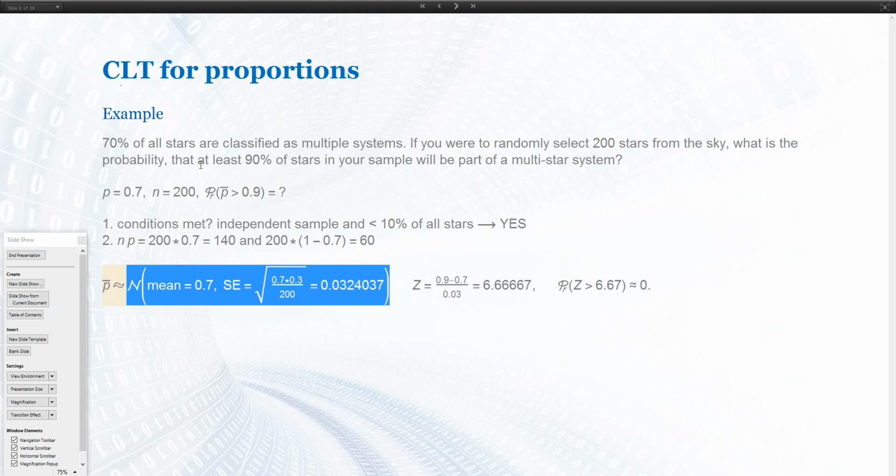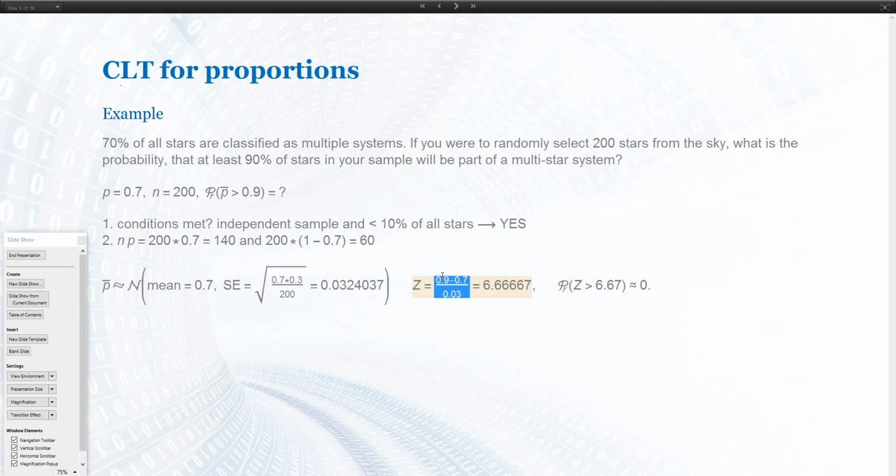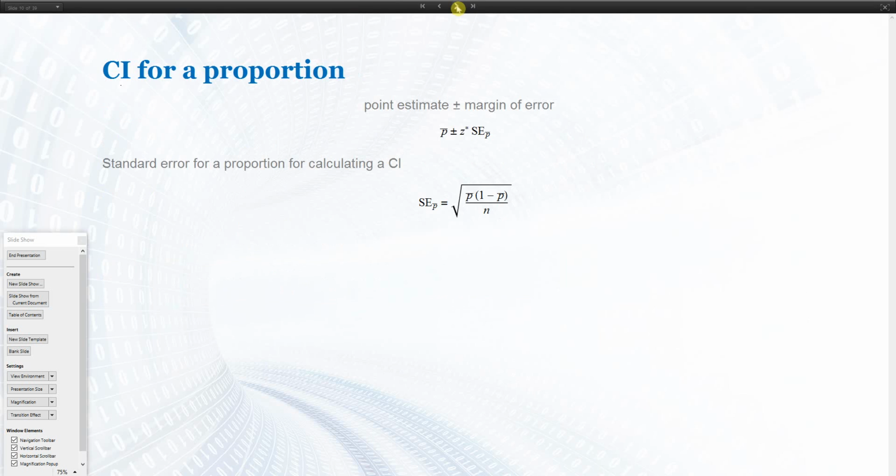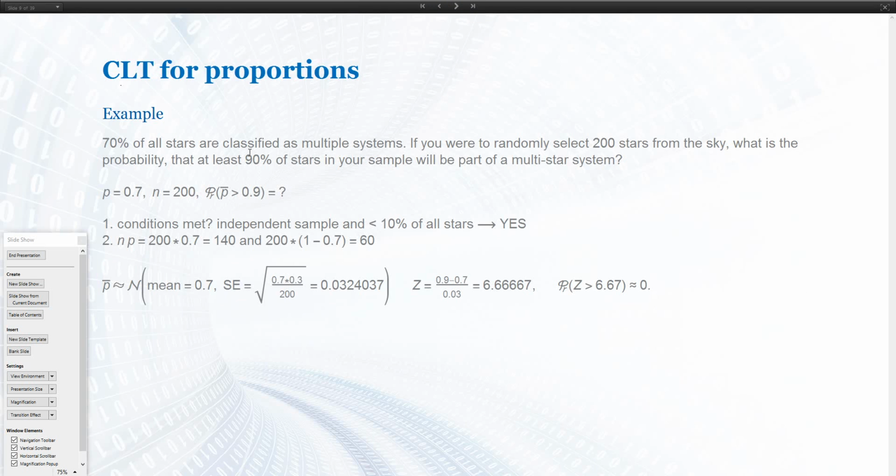From our sample we can compute the z statistic. That's 0.9, our observation, minus the population number, 0.7, divided by the standard error, which gives us a z of 6.7. And that's basically 0, because it's almost 7 standard deviations away in a standard normal distribution. So there is a very low chance to actually find as many. And what we did again is convert a category, yes, member, or no, not member, into proportions.